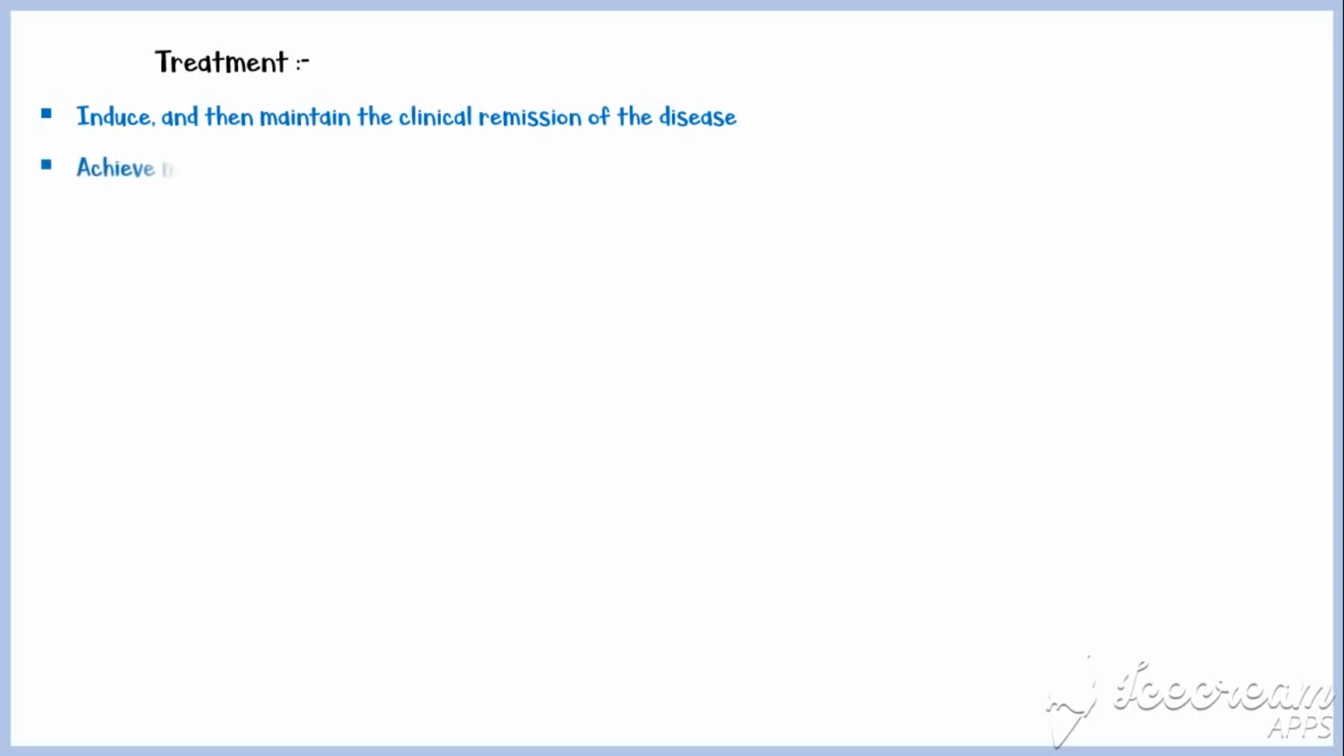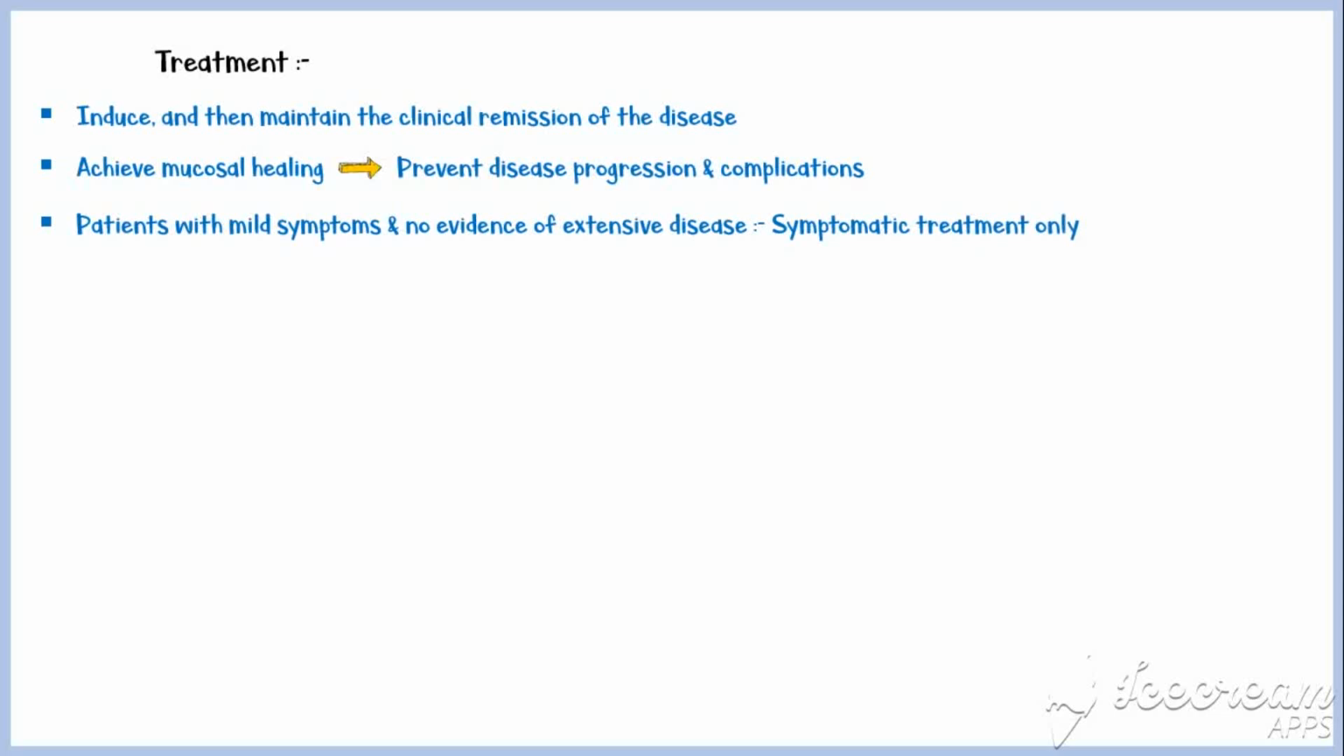Now let's discuss the treatment. The aims of management of Crohn's disease are to induce and then maintain the clinical remission of the disease and to achieve mucosal healing in order to prevent disease progression and complications. Patients with mild symptoms and no evidence of extensive disease should receive symptomatic treatment only.